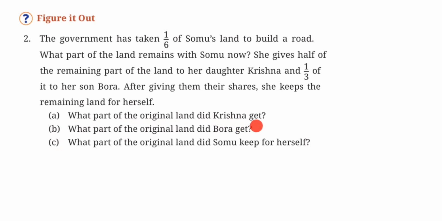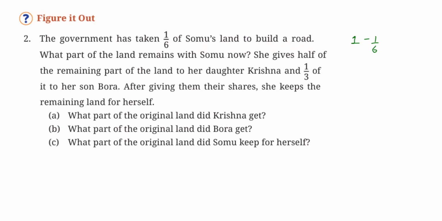So if you see here, the government has taken 1/6 of Somu's land to build a road. So let's assume that the whole land is 1. We always assume that 1 is the whole. Whatever it is, a thing or object or a place, we'll assume it as 1 as a whole. Out of this, 1/6 is taken by the government. So we'll subtract the 1/6. We are subtracting because it's been taken away. So the land remaining with Somu will be 1 minus 1/6.